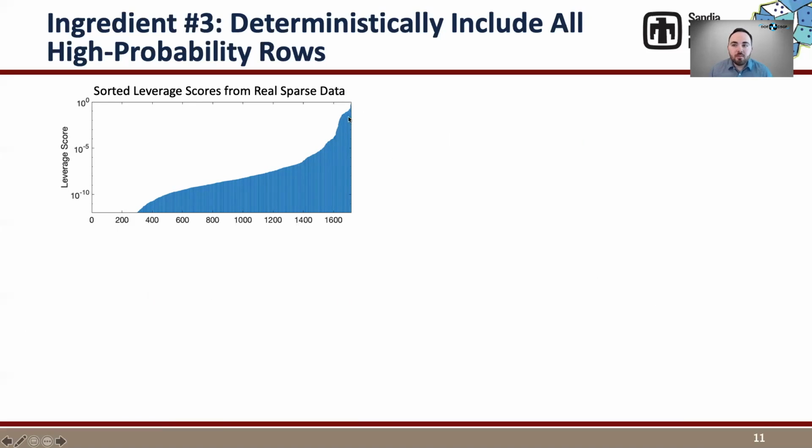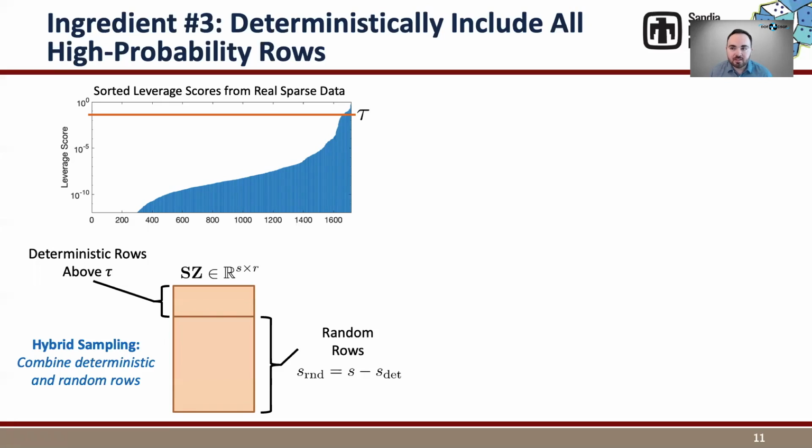So the problem is when you do sketching, you'll probably repeatedly sample these high probability rows over and over again. What we proposed, to make this more efficient in the number of samples, is that you could specify some deterministic probability tau, and include those rows that are above that threshold deterministically. Then you can perform hybrid sampling, where you sample the remaining number of samples you need from the remaining rows randomly. And because you're no longer sampling from these highly concentrated ones, you'll probably get a more diverse set of samples.